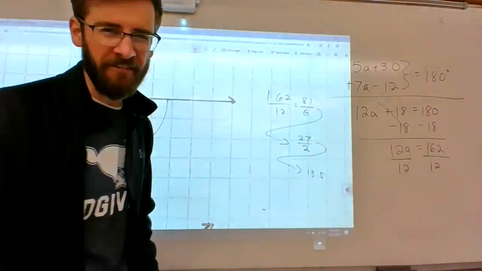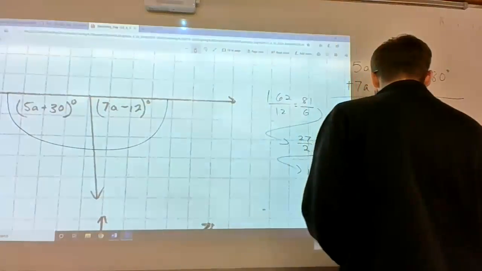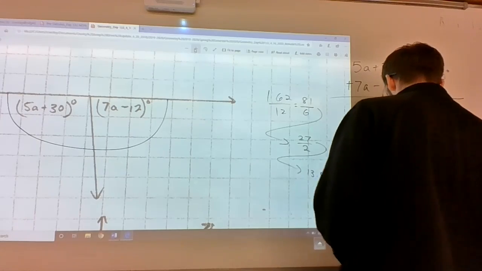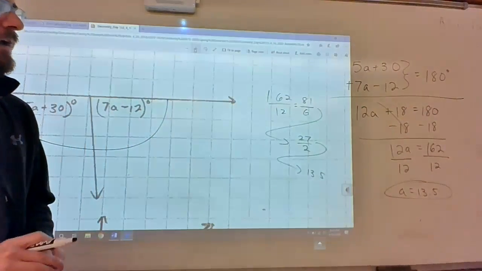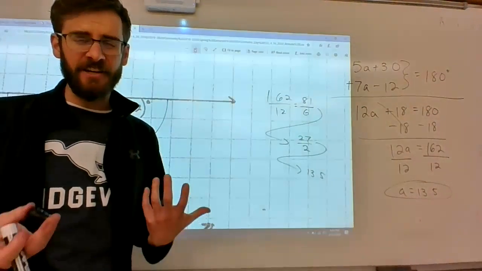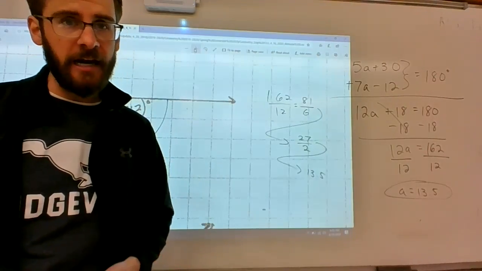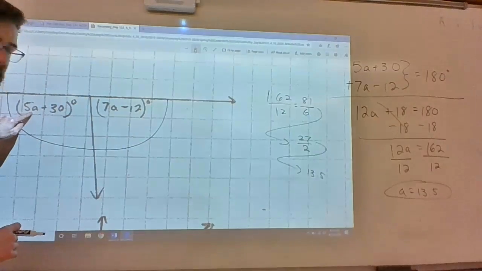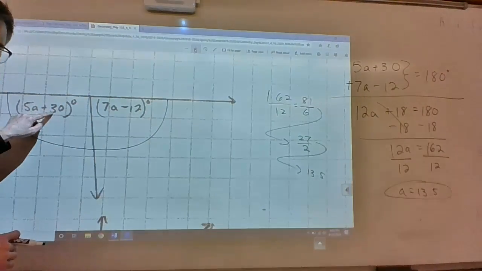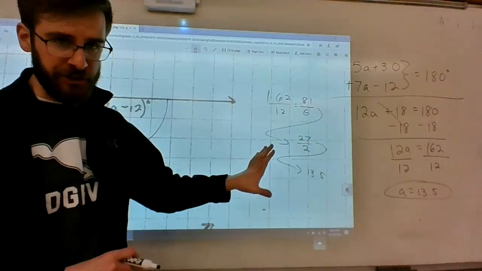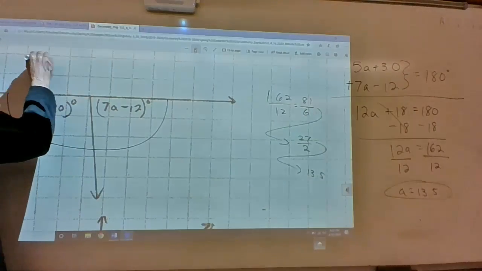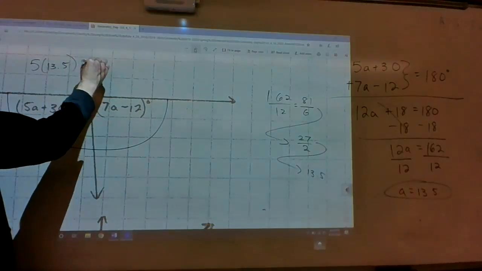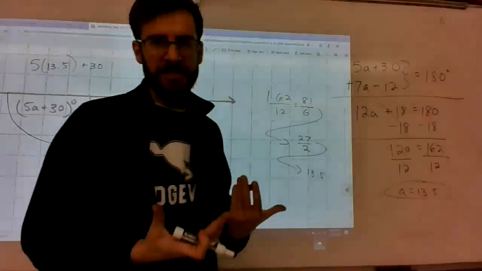I'm getting 13.5. Not the nicest, neatest number to work with, but again, if you've got a calculator, you can figure this out pretty quick. So then take 5a plus 30, 5 times 13.5 plus 30. There's the measure of our first angle.